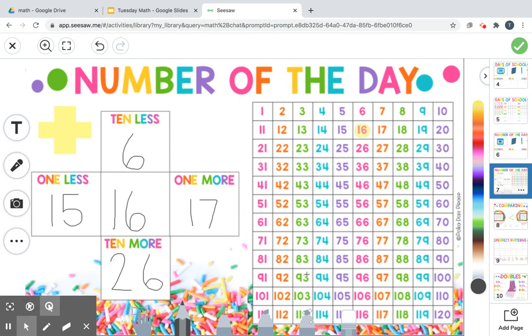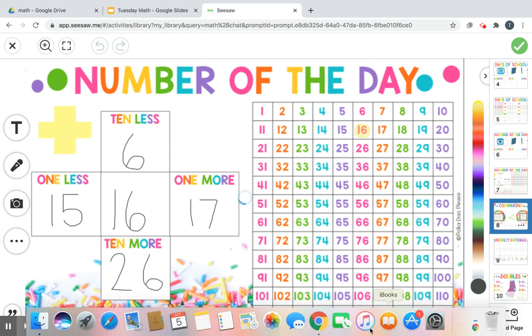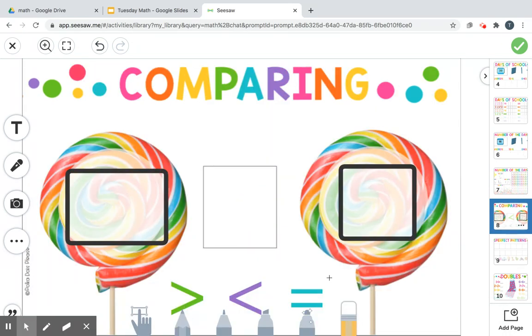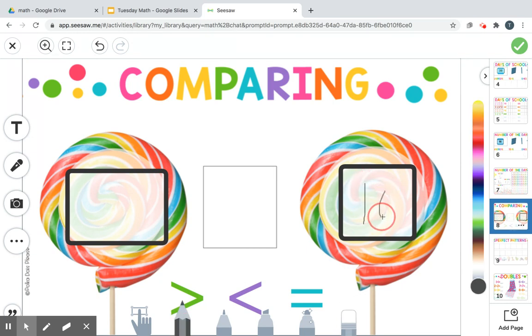100. All right, let's compare some numbers. I'm gonna erase what's on there. We don't need those guys. Those were yesterday's guys. So we're gonna put 16 on one big lollipop. And then we're gonna put 6 on the other.